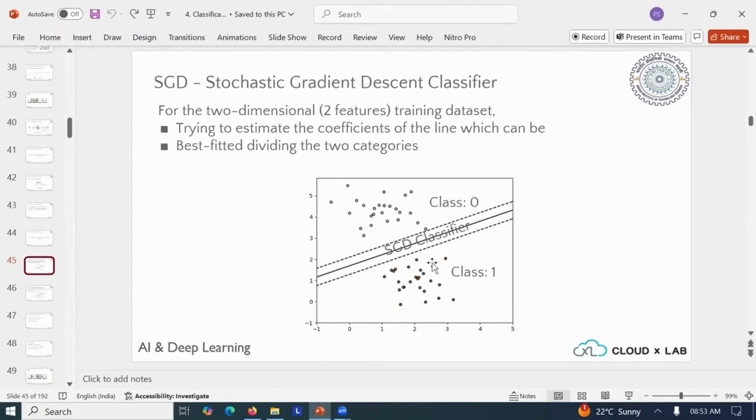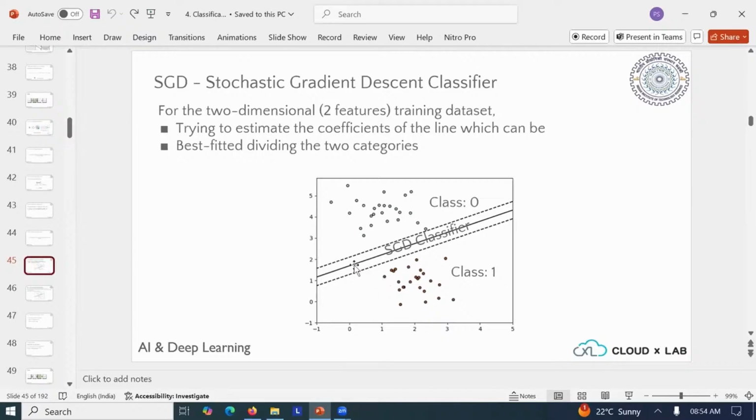So here, this SGD classifier in this case is nothing but the line, and we are calculating the score. If that score is greater than 0, it means class 0. If that score is less than 0, it means class 1, right? So in this case we are using a threshold, and our threshold is 0, because if the score is greater than 0, it means class 0, and if the score is less than 0, the point lies below this line, then the class is 1.